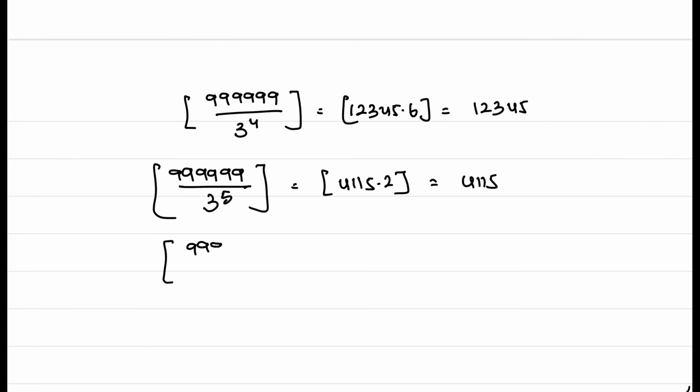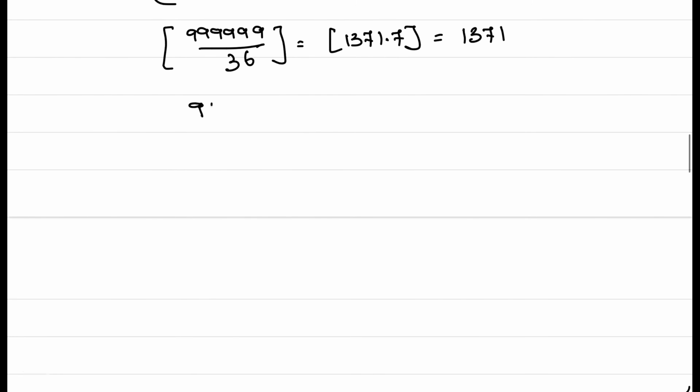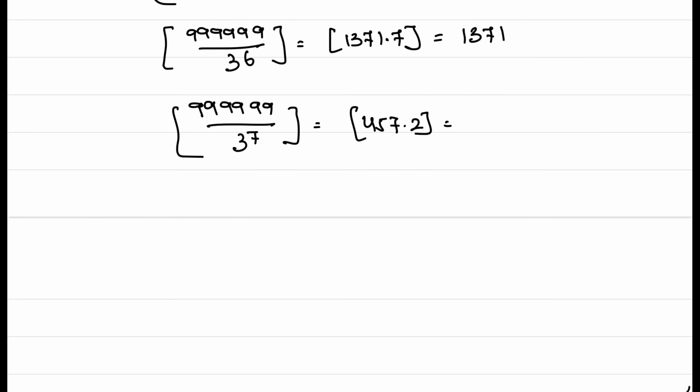Greatest integer of 999999 by 3 to the power of 6 is equal to 1371.7, that is equal to 1371. Then 999999 by 3 to the power of 7 is equal to, it's very easy to do. You have to just divide by 3 each time. Whatever number you get, that you divide by 3.